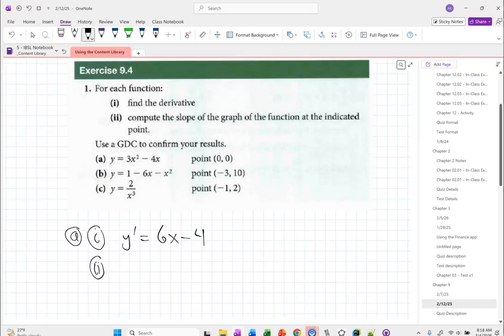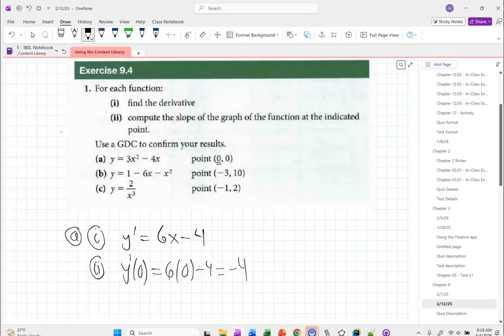Part 2 then says, compute the slope of the graph of the function at the indicated point. So I'm just going to be plugging 0 in, because that's the x value, right? That's all I need. I'm done. Does everybody feel okay here?